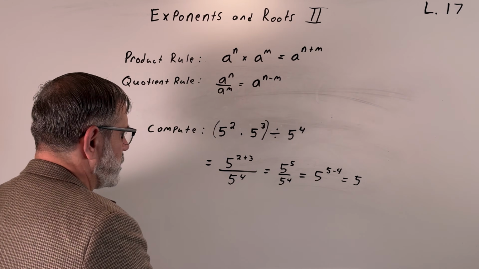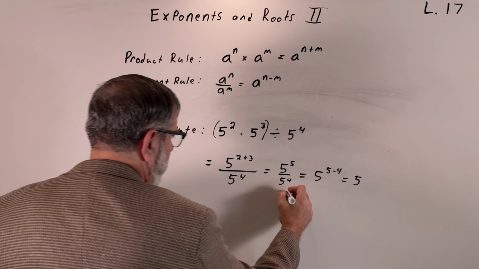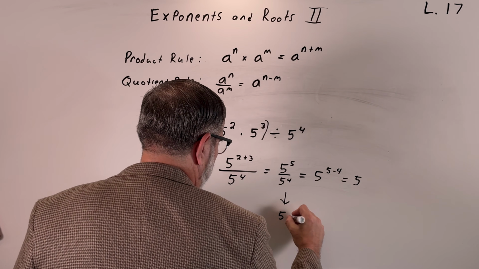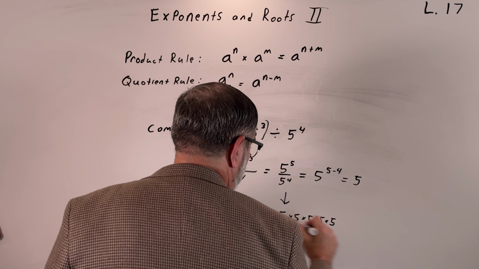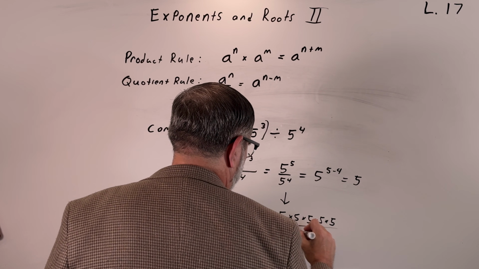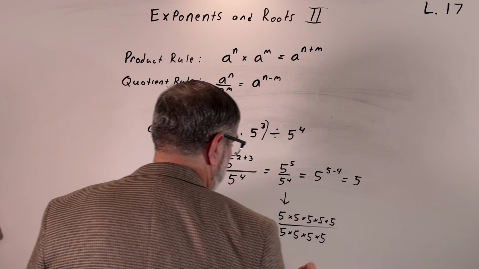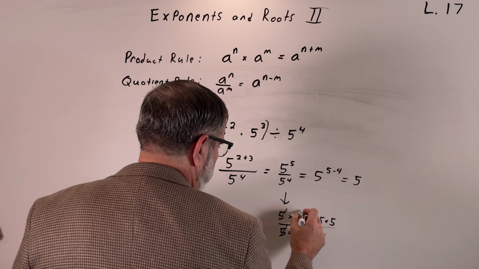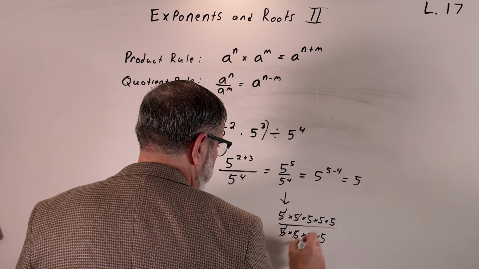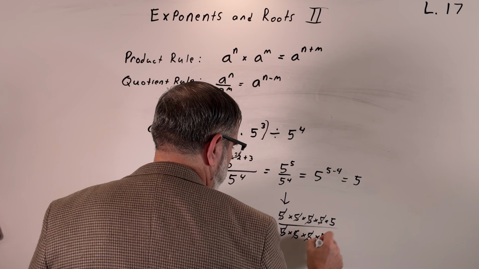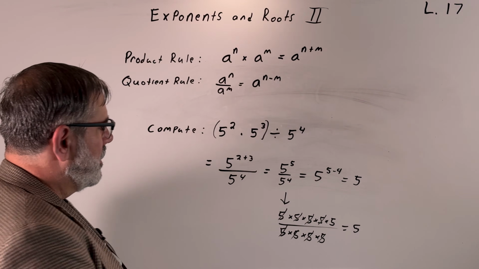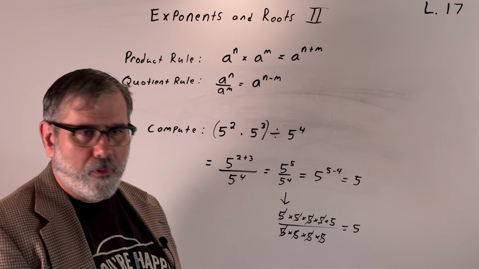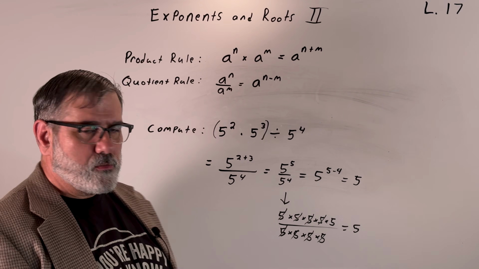And you can see that this is right, so we could expand this a little bit and write this as 5 times 5 times 5 times 5 times 5 divided by 5 times 5 times 5 times 5. Cancel each of these in pairs. 5 cancels this 5, this 5 cancels this 5, this 5 cancels this 5, and I'm left with just a single 5 in the numerator. That's why our rules are helpful. It avoids all this extra work, and so that's why we have these rules.